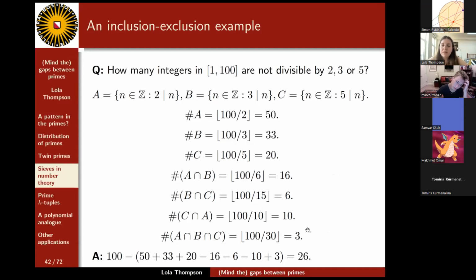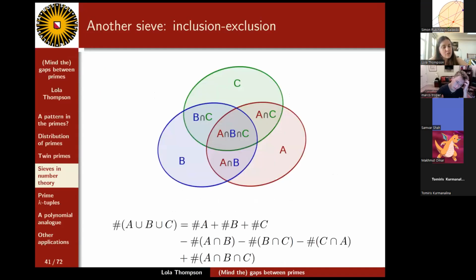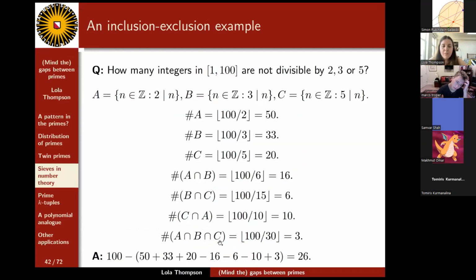So that gives me all the ingredients for my inclusion-exclusion formula. And then the last part that we need to think about is I'm going to take this quantity that I just found, but I'm going to subtract it from 100 because we asked how many are not divisible by that. And so it's everything in my set minus the ones that are divisible by 2, 3, or 5. And so that's where we end up getting 26 in the end.